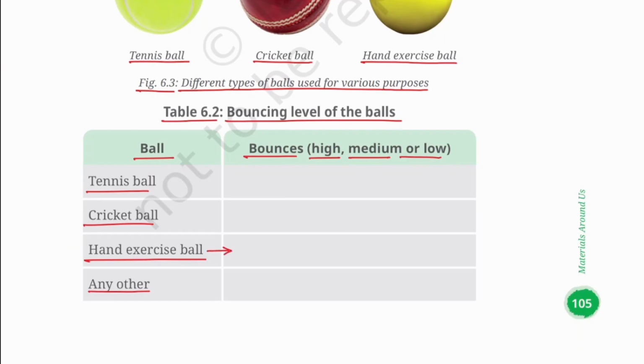You will find hand exercise ball will bounce high. Cricket ball will bounce medium. And tennis ball will bounce low.